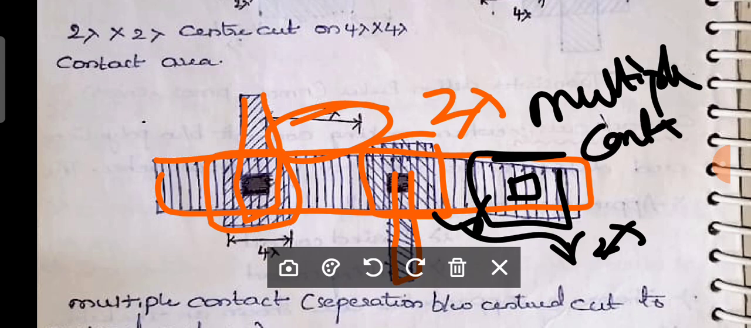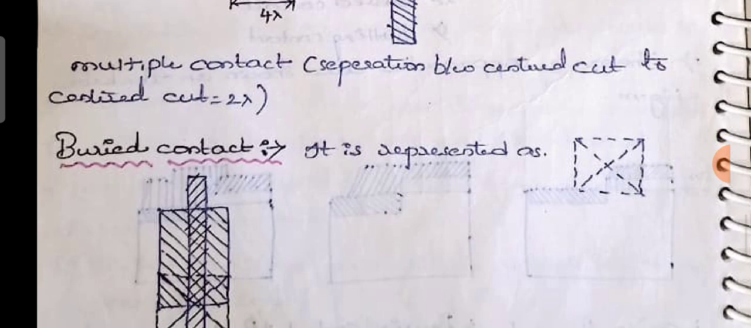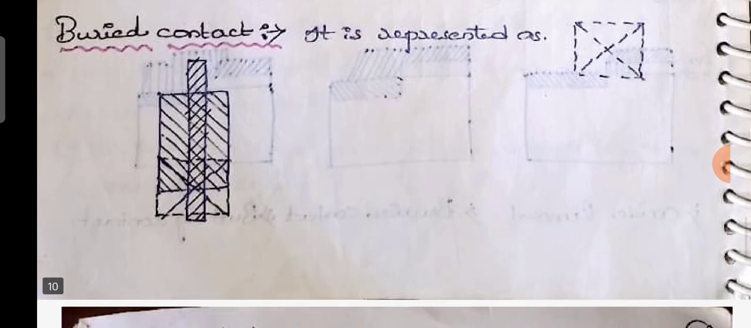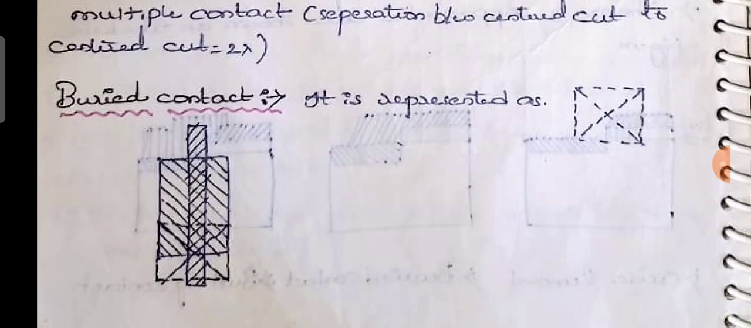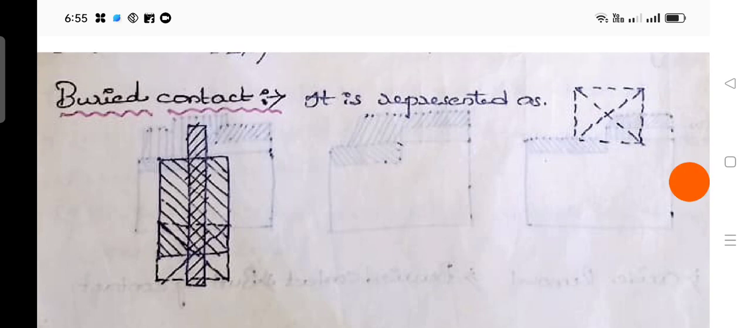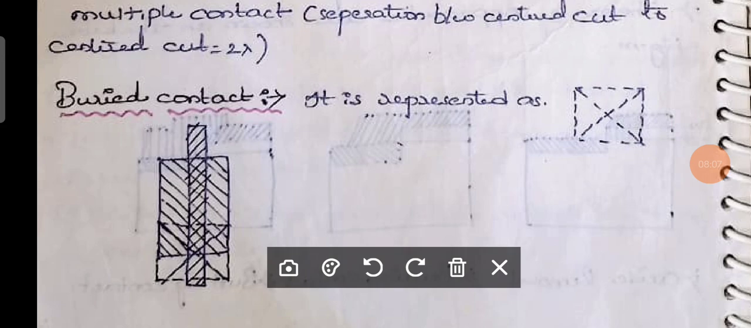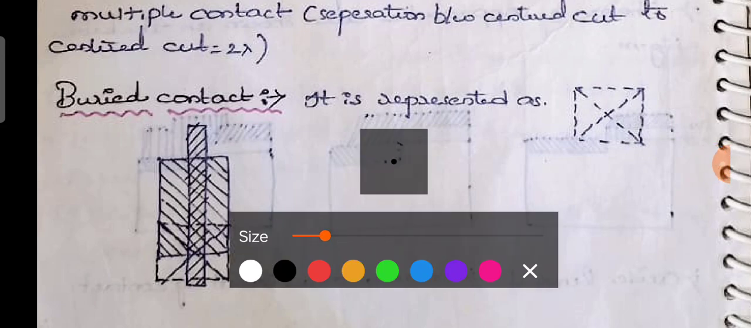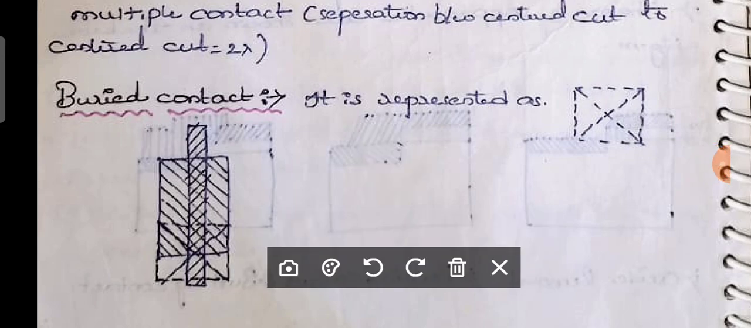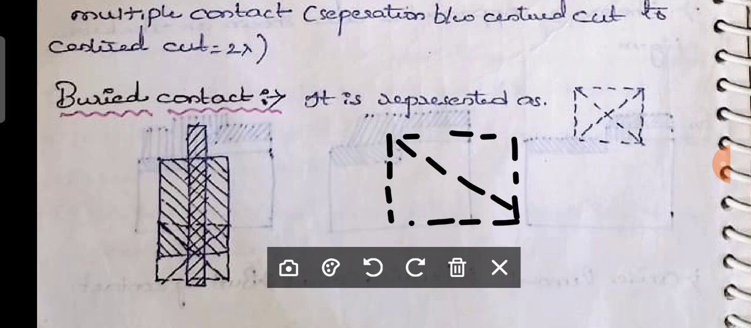Okay, now you can observe the buried contact. Now this is very important. Why? Because especially in the depletion mode MOSFET, it is very regularly used. That means it is helpful in NMOS. You can observe how this buried contact is represented with a dash line, and it is a square, and it should be represented like this. I hope that is clear.